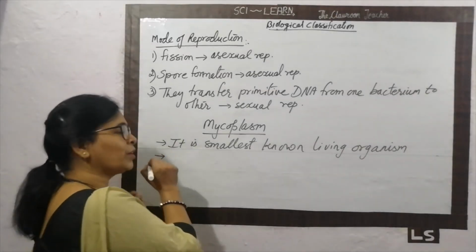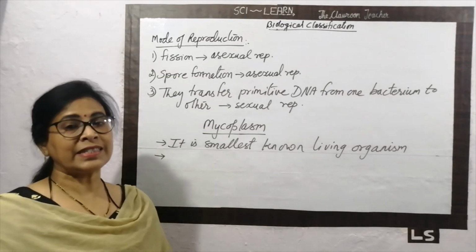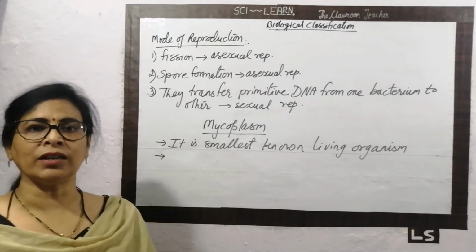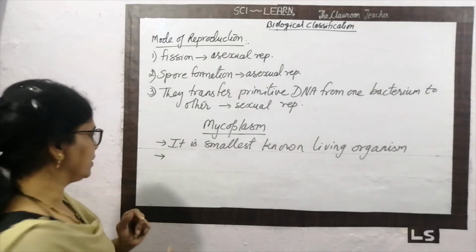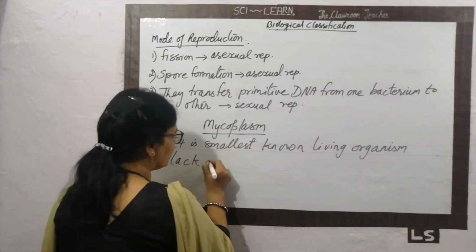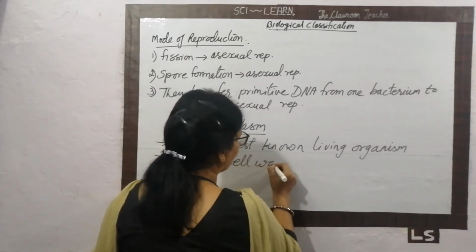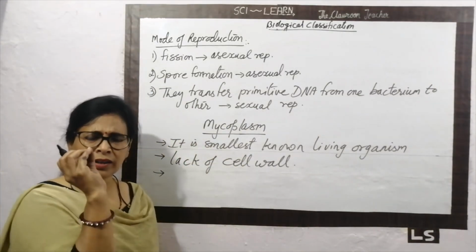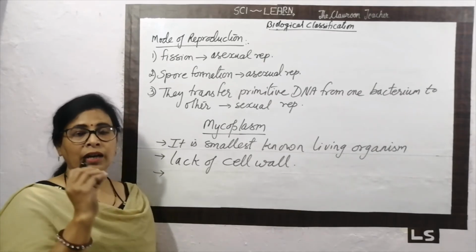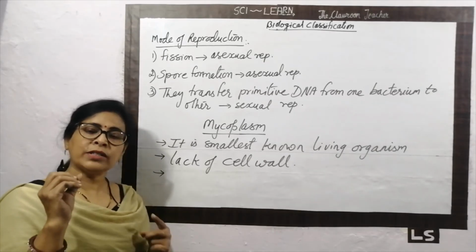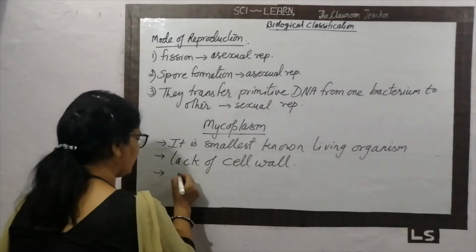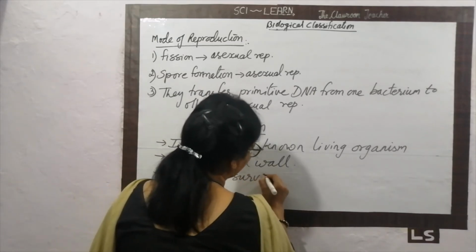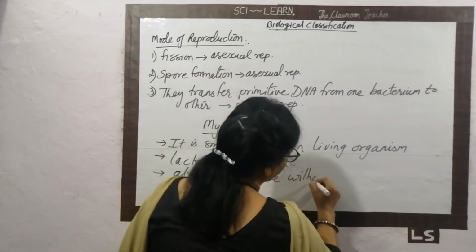What else is important? A rigid cell wall is present in all the bacteria. You write completely. But here the cell wall is absent. They do not have a cell wall. That is an important character. They are smaller and they do not have a cell wall. Another important thing is that they are able to survive without oxygen.